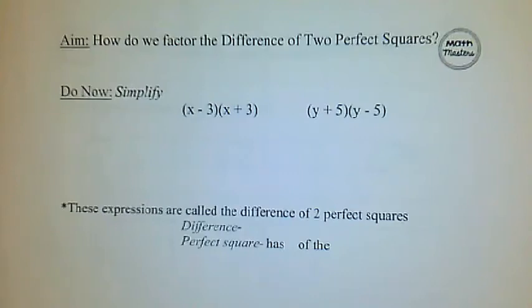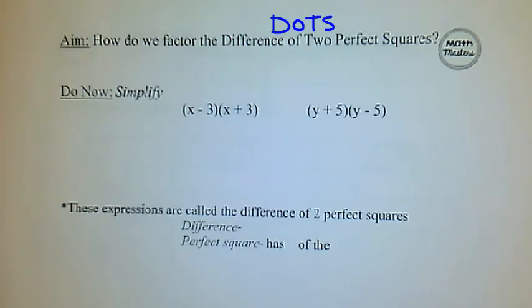Is day 6 of Unit 7 on factoring. Today our essential question, or our aim, is how do we factor using the difference of two perfect squares. Another way you might see this is just DOTS. Okay, difference of two perfect squares.